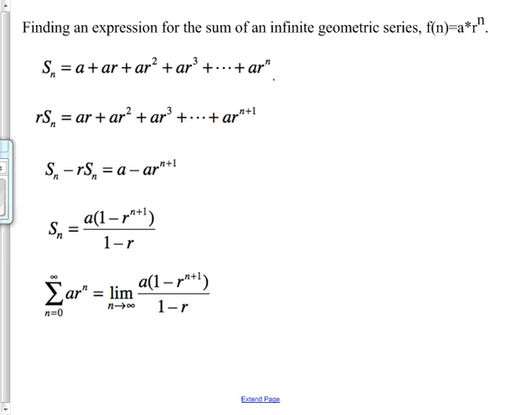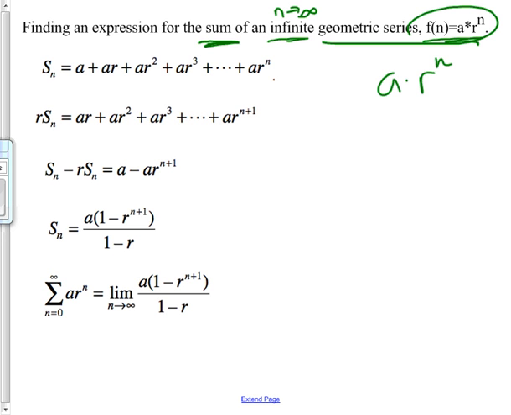But first thing we want to do is figure out what is the sum of an infinite series, meaning let n approach infinity. What's the sum of an infinite geometric series following this formula that we just learned for geometric series, a times r to the n, for n equals 0 to n equals infinity.